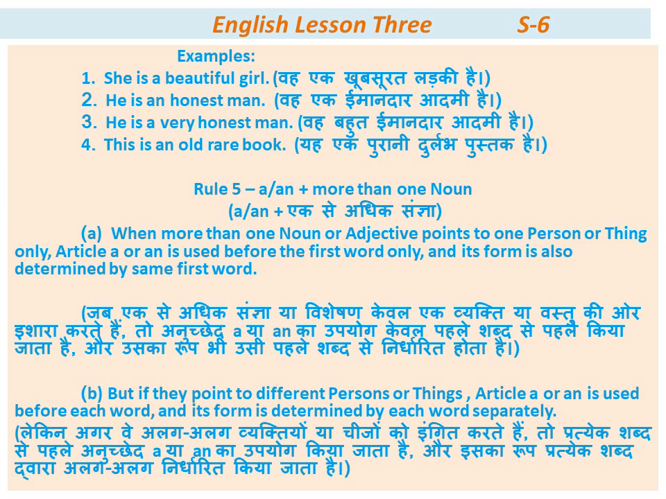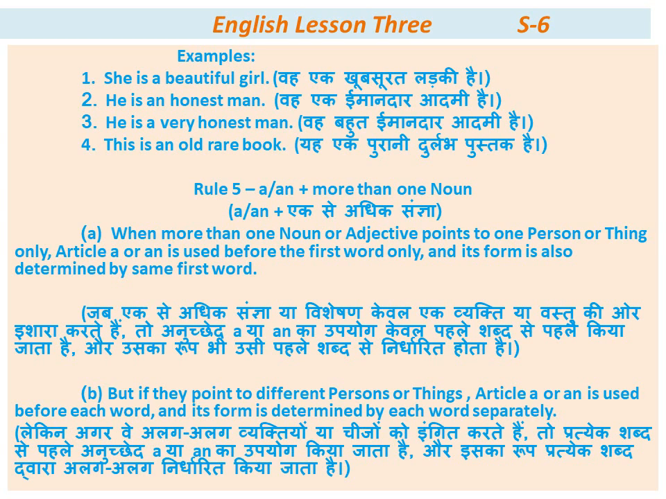Example number 1, she is a beautiful girl. Example number 2, he is an honest man. Example number 3, he is a very honest man. Example number 4, this is an old rare book. So friends, here adjectives and adverbs are used, and before them a or an articles are used. Beautiful, honest, very honest, old, rare, these are the adjectives.